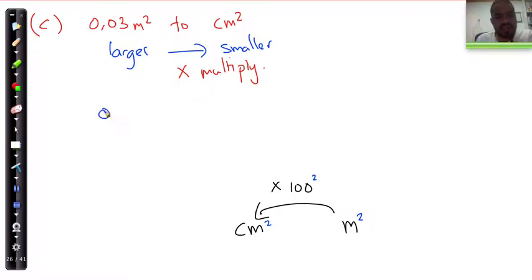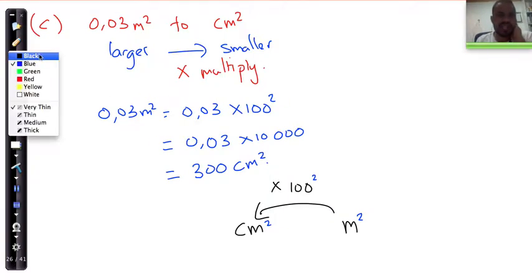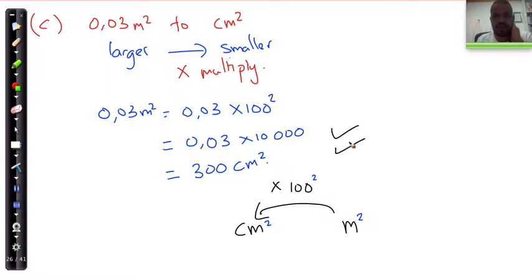So how do I do this? I say 0.03 meters squared is equal to 0.03 multiplied by 100 to the power of 2. That's going to be 0.03 multiplied by 10,000. Okay, and that should give me a solution of 300 square centimeters. Okay, and that you can do on the calculator. Remember, you need to lay out a question exactly like this to attain the full 2 marks.